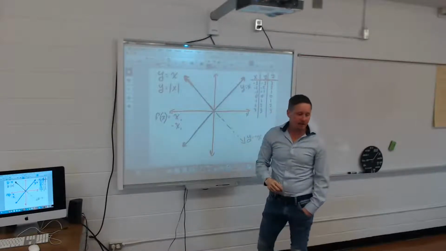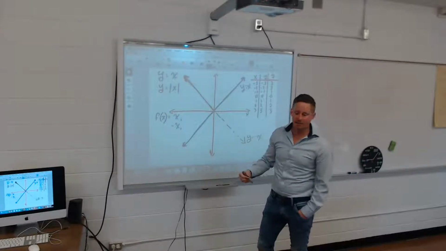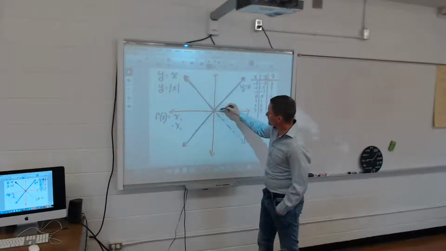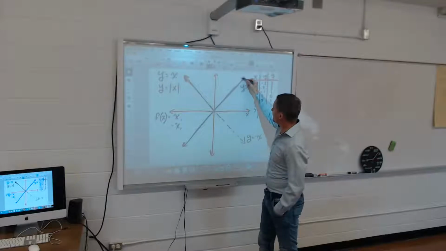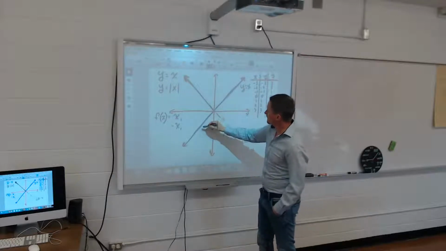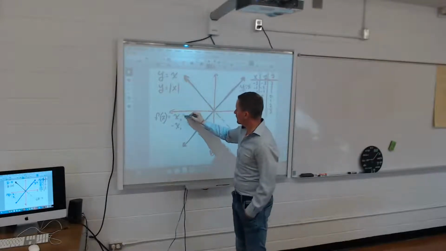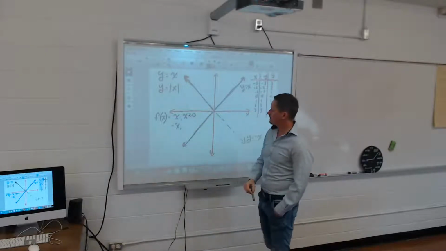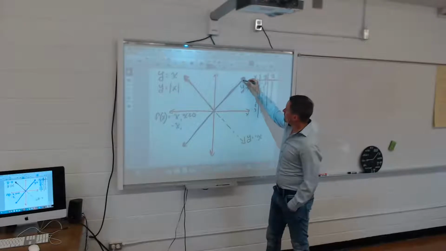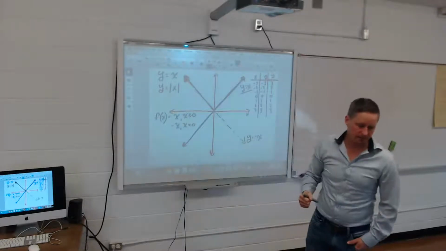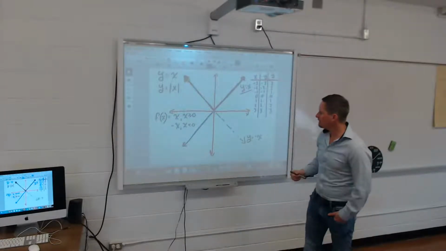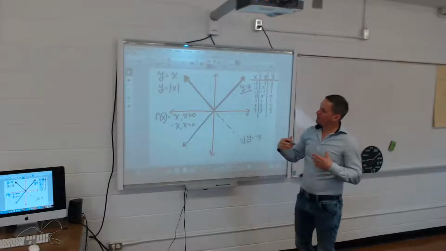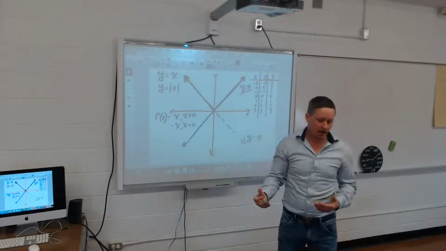So I explain it from my domain, from my x values. Here's my part of the graph here. What part of this graph did I use? I used where x was greater than or equal to 0, to get my absolute value. Okay? So that's down the line a little bit.